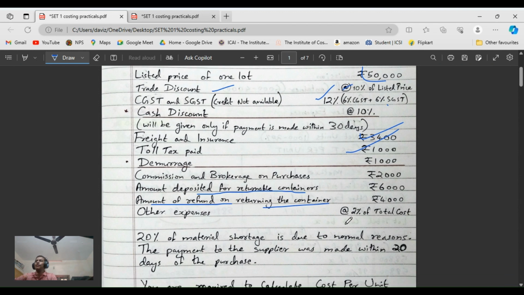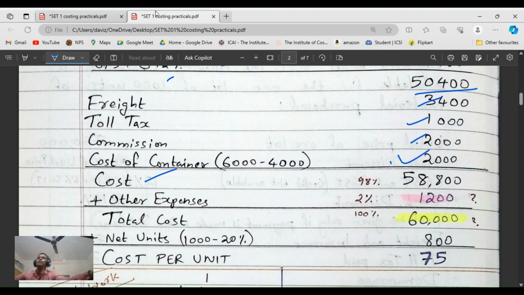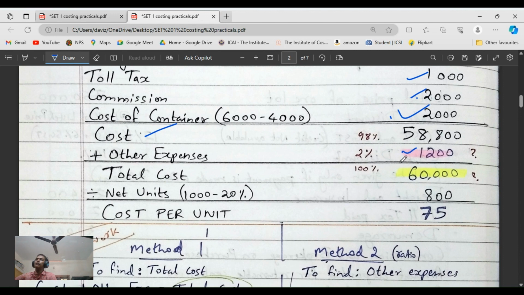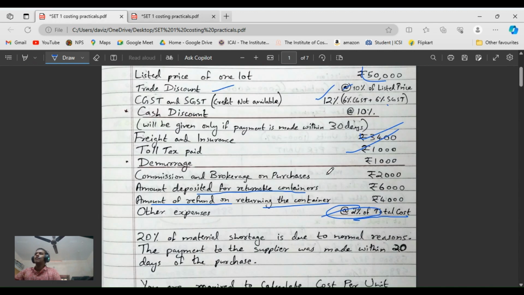Then other expenses. Other expenses are 2% of total cost. We don't know what the other expenses are. It is not given in the question, but it is given as 2% of total cost. So we have to find other expenses. We also don't know the total cost. Only if we know the other expenses, then we get the total cost. So there are two methods to find either the other expenses or the total cost.